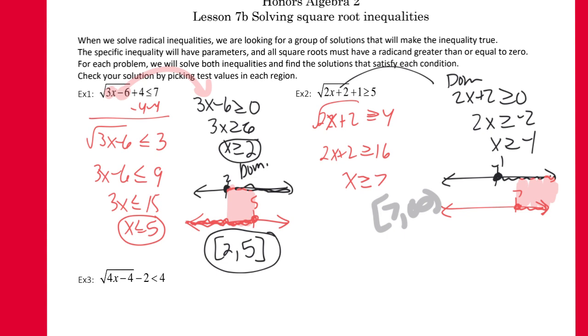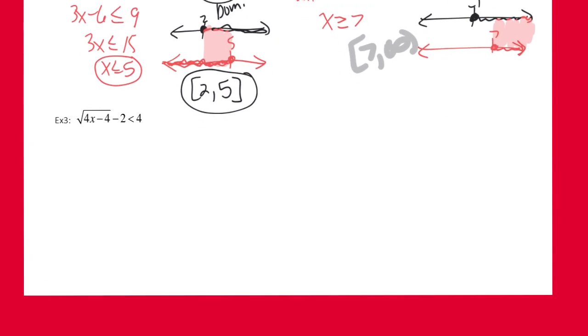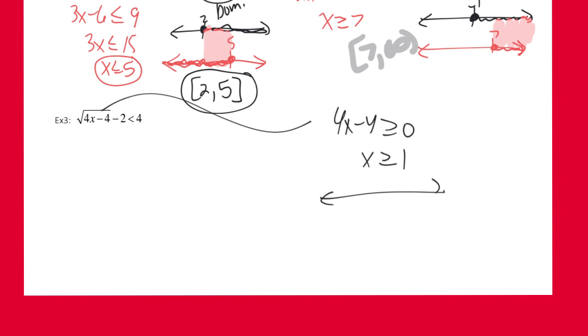All right, let's check the last one. Okay, again, we're trying to keep things real. So take what's underneath the square root, 4x minus 4. You always do greater than or equal to 0, no matter what you've got. So add 4 and divide by 4. You're going to get x is greater than or equal to 1. Okay, that's your domain. I like to graph it. You don't have to.